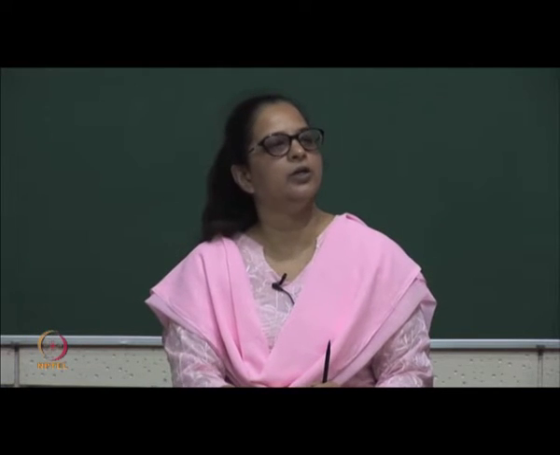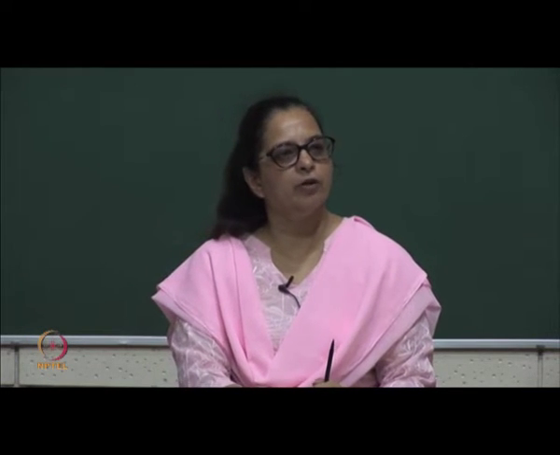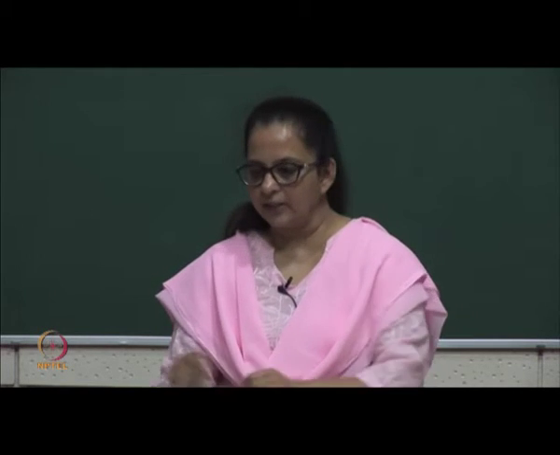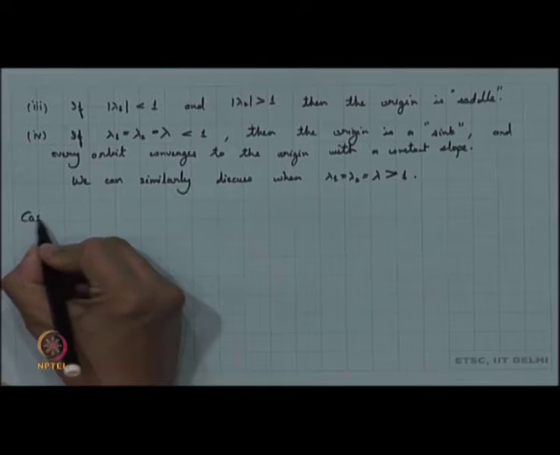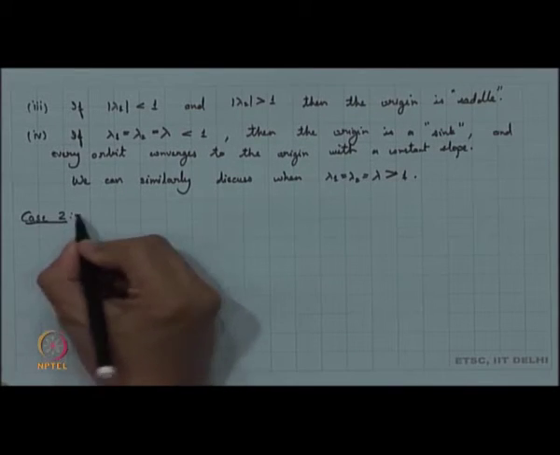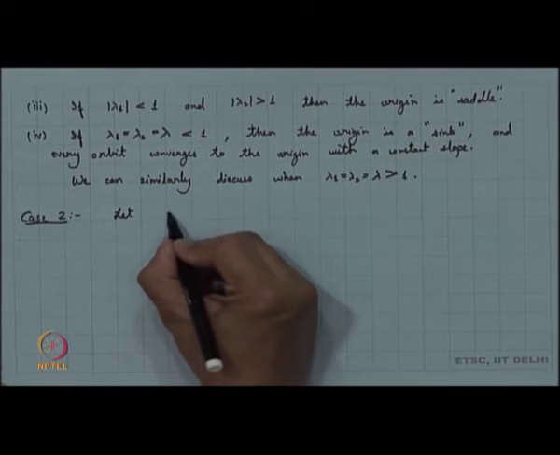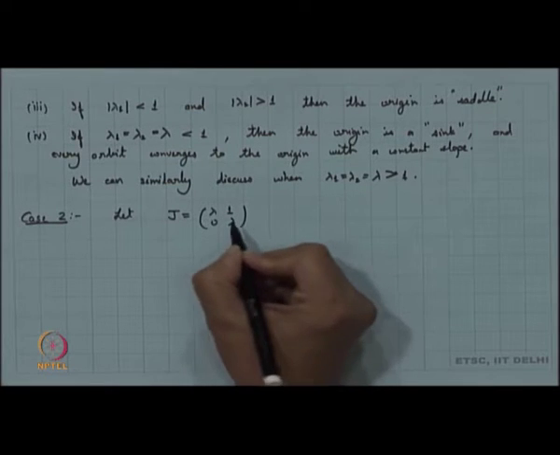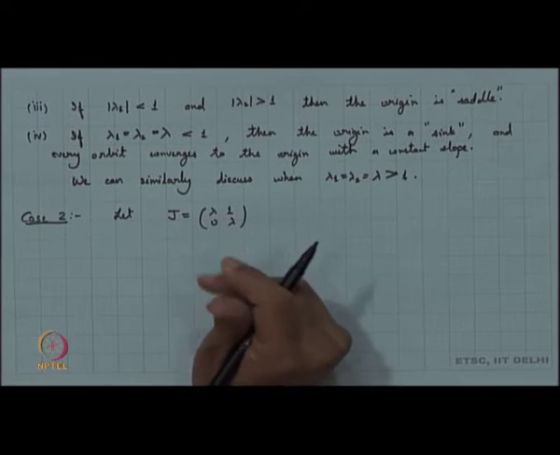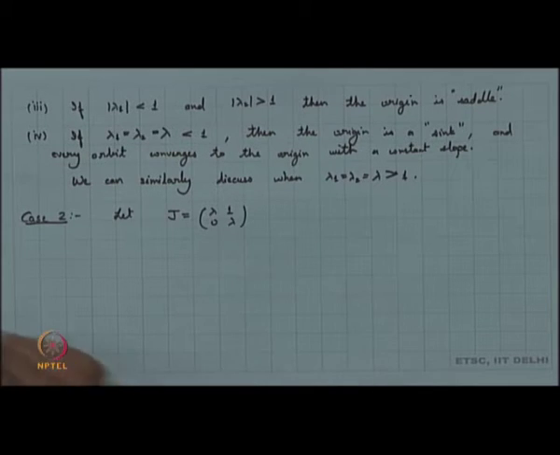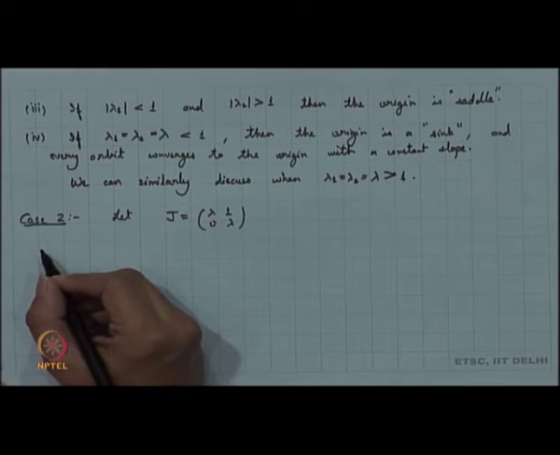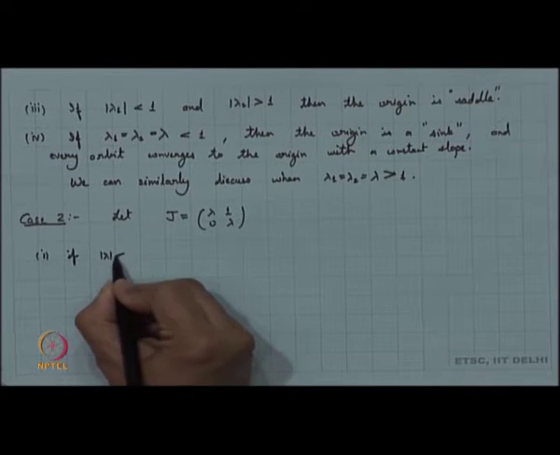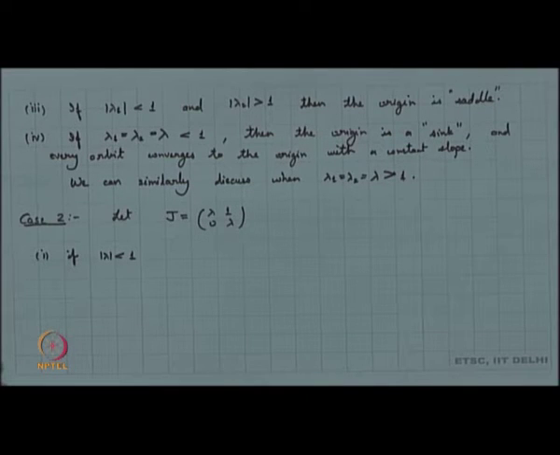So, we are interested in looking into what happens now if your Jordan form, because we know that there are 3 types of Jordan form. So, we look into the second case, where my Jordan form is of the form lambda 1, 0 lambda. Basically I have an eigenvector and a generalized eigenvector. What happens if mod of lambda is less than 1? Let us look into the first sub case here.